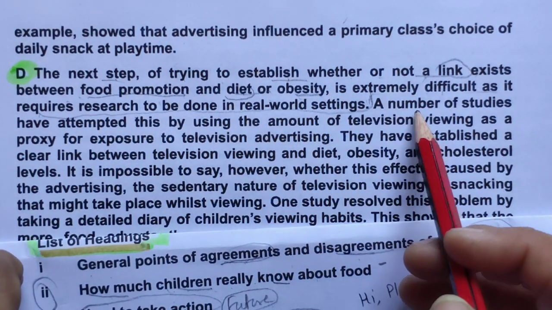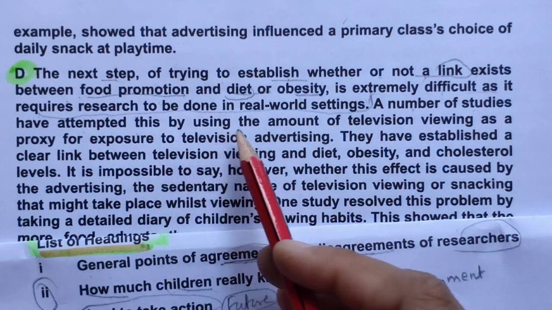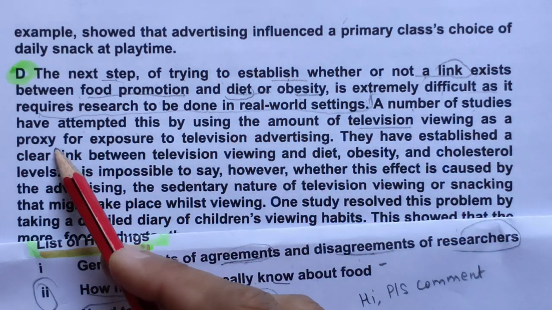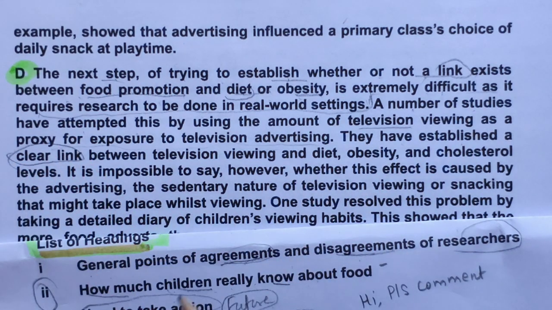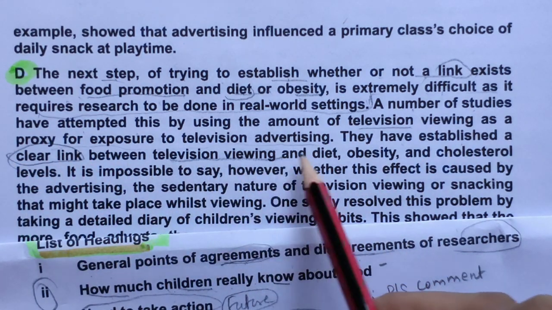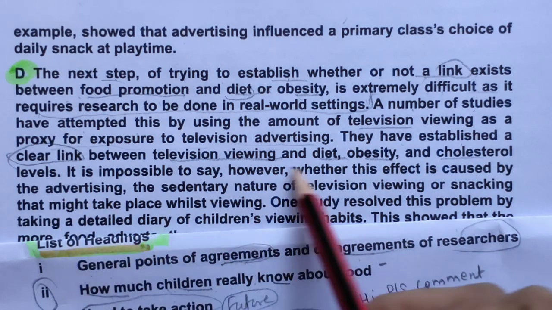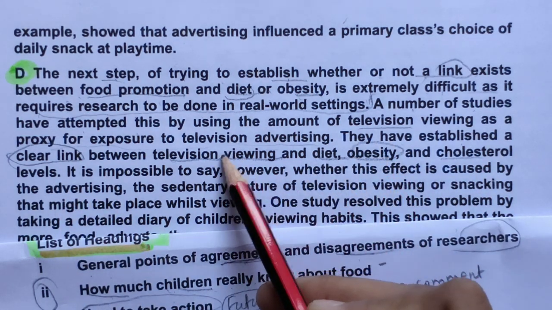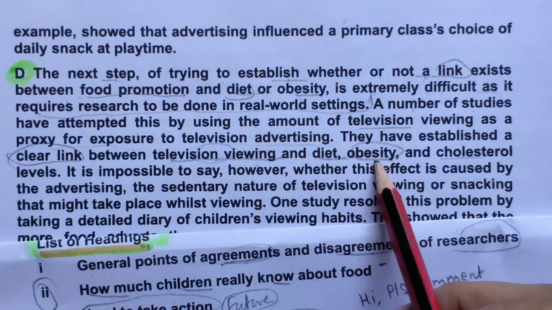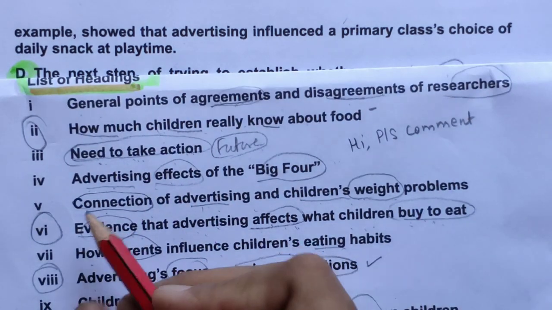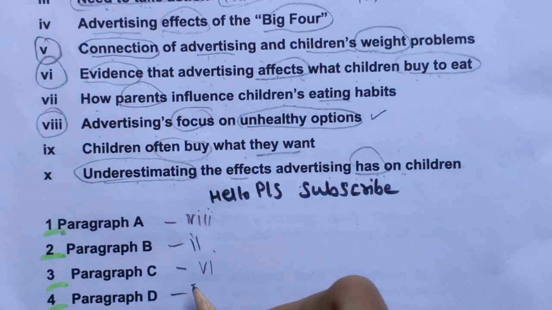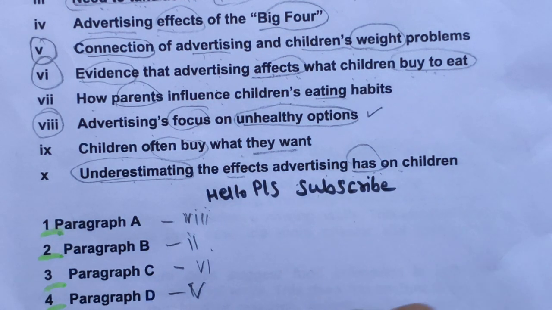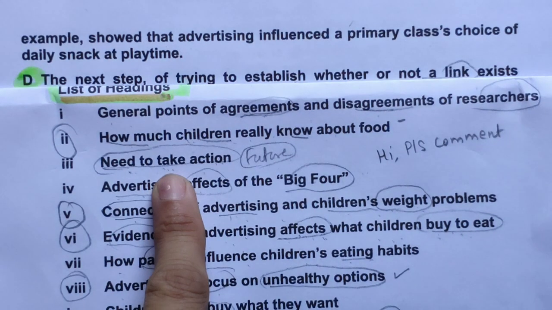And next line also you can read, a number of studies have attempted this by using the amount of television viewing as a proxy for advertising. They have established a clear link. Here also link is given between television viewing and diet, obesity and cholesterol. So this is also weight problem and this is connection between advertisement and this. So it is clear. 5th number will go with D number. Okay, now coming to E number paragraph, and let me show this need to take action.